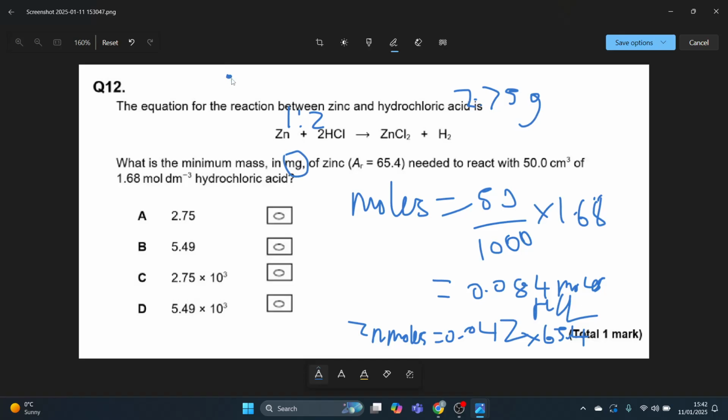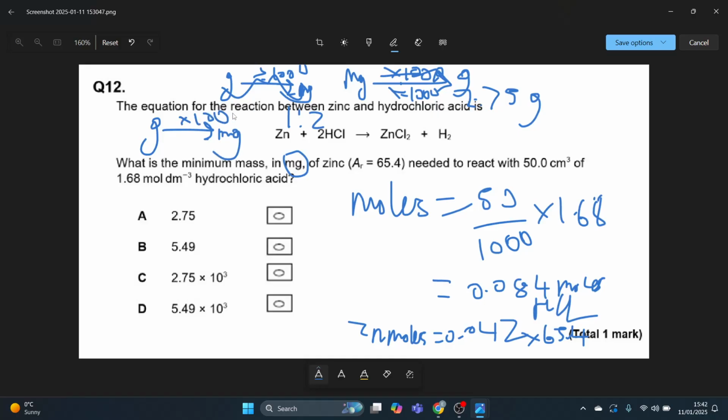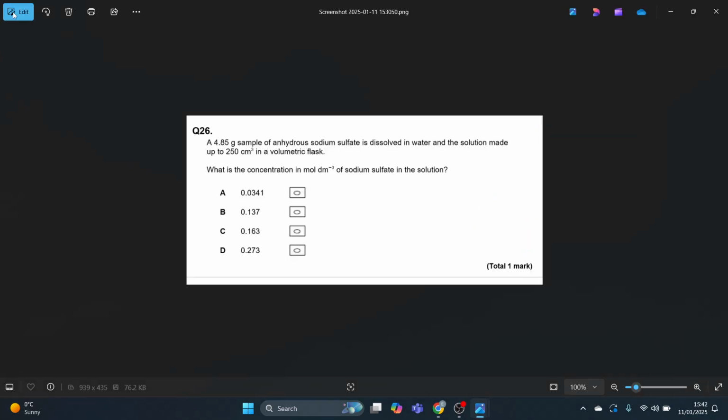I want it in milligrams. Grams to milligrams I need to divide it by 1000. So it's 2.75. No, grams, milligrams to grams I times by 1000. Grams, no, milligrams to grams I divide by 1000. Grams to milligrams I times by 1000. So I'm confusing myself between units. I should get C.